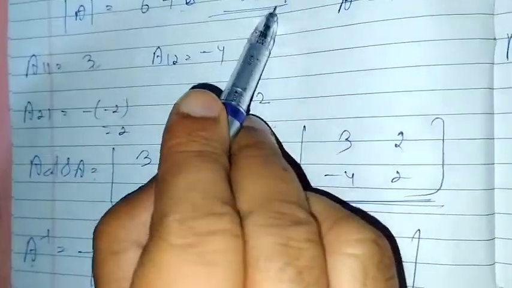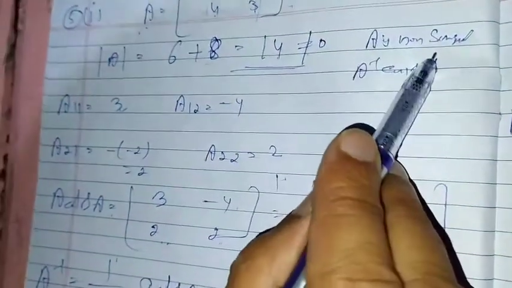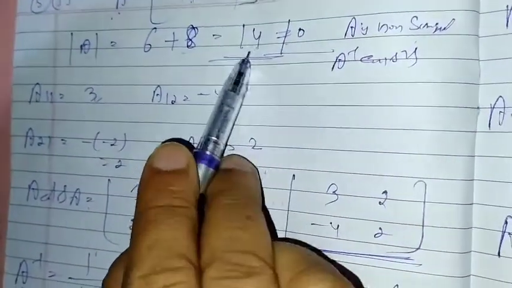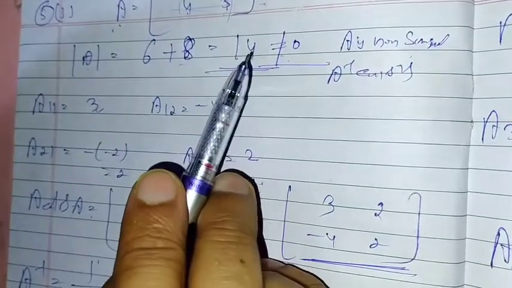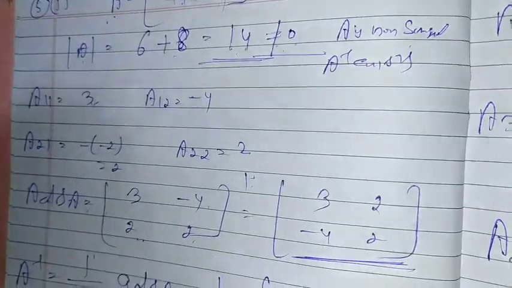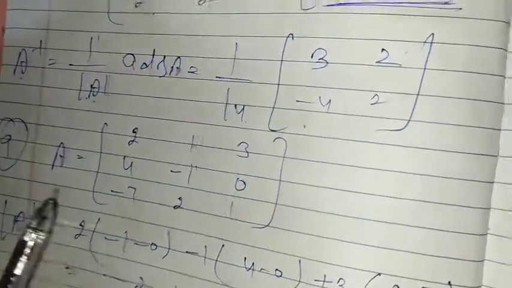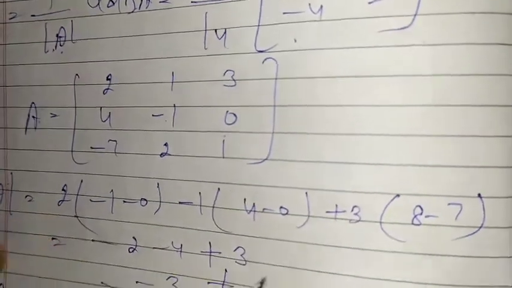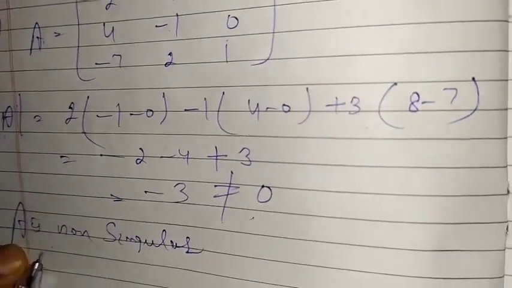Now when the determinant of A is not equal to 0, A inverse exists. A is said to be non-singular only when the determinant of A is not equal to 0. If the determinant of A is equal to 0, the matrix is singular, hence the inverse does not exist. Similarly, for the 3 by 3 order, we find the determinant of A first. A is non-singular, hence A inverse exists.